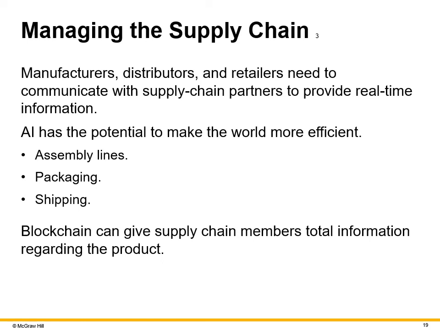Manufacturers, distributors, and retailers need to communicate with supply chain partners to provide real-time information. AI has the potential to make the world more efficient with assembly lines, packaging, and shipping. Blockchain can give supply chain members total information regarding the product.